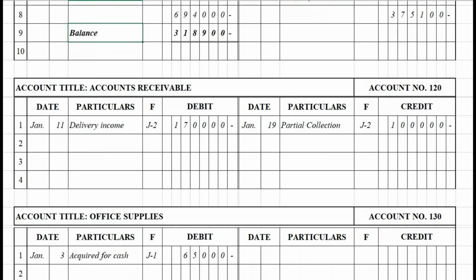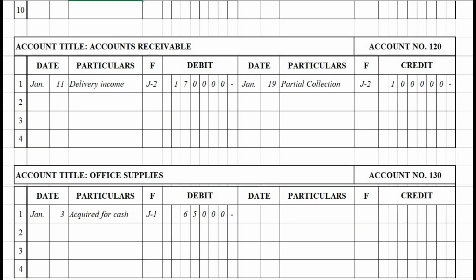For example, for accounts receivable, there are only two transactions, 170,000 and 100,000. So still you have to offset. 170,000 minus 100,000, of course, your balance is 70,000. As easy as that. So we double rule it to signify that this is now our balance. It is still under the debit because the debit is bigger compared to the credit.